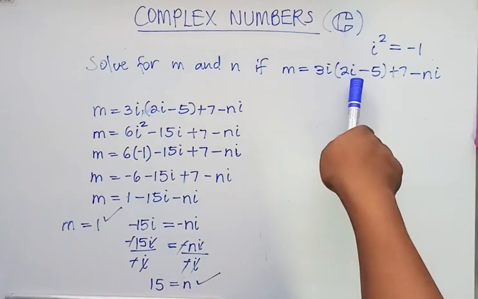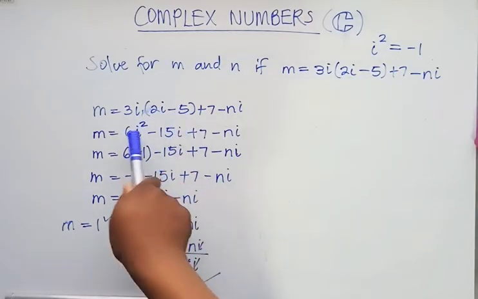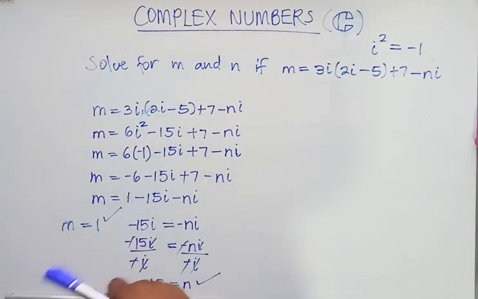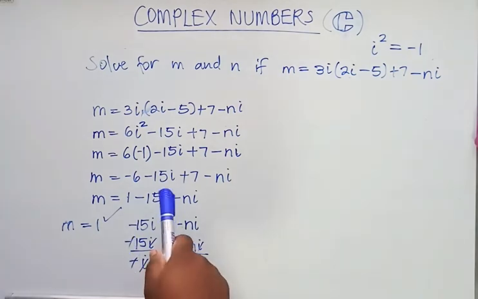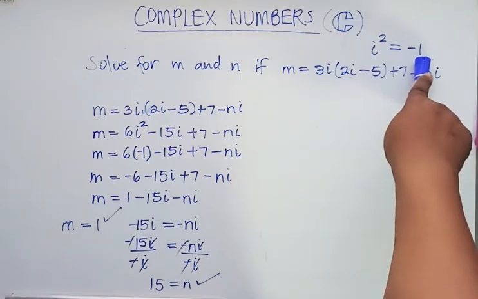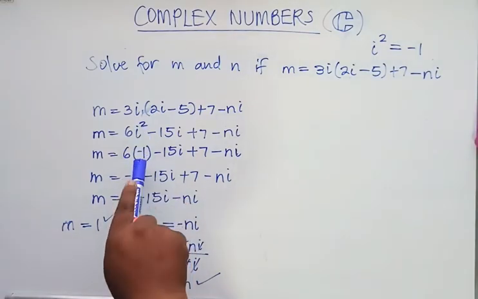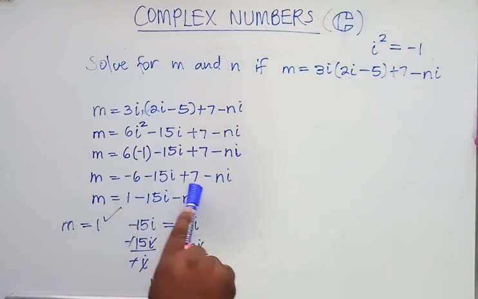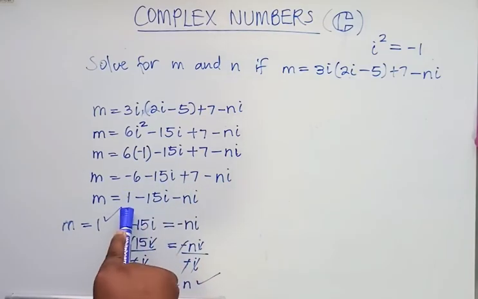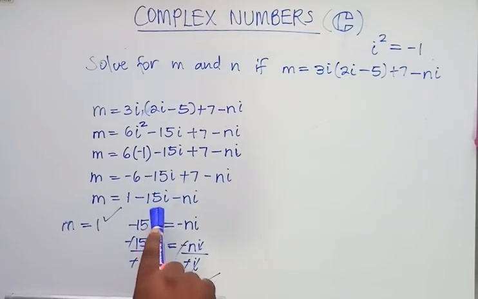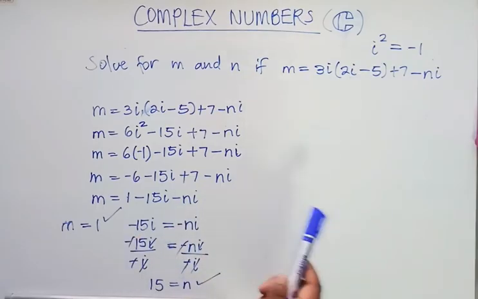Whenever you see a bracket, you multiply. That's exactly what we did in this step. 3i and 2i is 6i squared. 3i and 5 is 15i. Then the next step is to say whenever there's an i squared, it is minus 1. And that's exactly what we did. i squared was replaced by minus 1. Then we have a minus 6. The next step was to simplify. Numbers will add to give us a 1. The imaginary parts will remain imaginary because these ones can't be added. It's a 15i and an ni. We can't add or subtract.